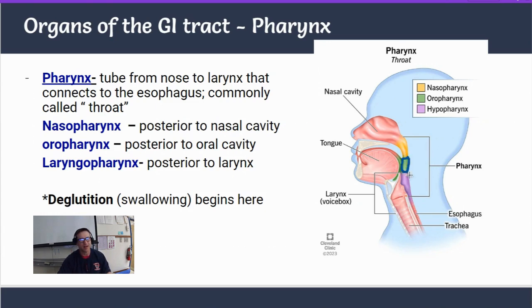Below that, you can call it either the laryngopharynx. I always call it the hypopharynx. Hypo means below or lower, like hypoglycemia means you have low blood sugar. Hyperglycemia means you have high blood sugar. And then above that, posterior to your nasal cavity right here, that's going to be the nasopharynx. All right, so those are the 3 parts of the pharynx.